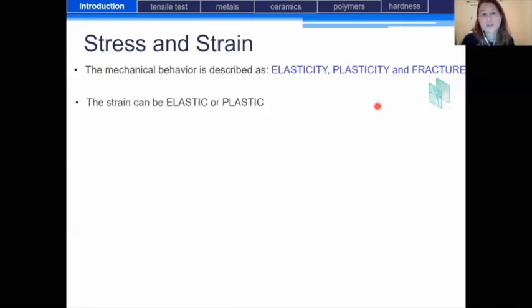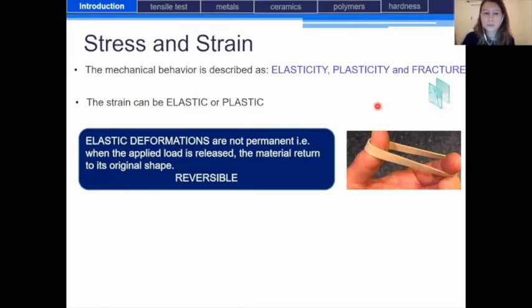So the deformation can be elastic or plastic. So let's define these two deformations. So the elastic deformation is not permanent. So I apply a load on my material, and when I release this applied load, the material returns to its original shape. So it is, for example, the case of elastomers. So in that case, we say that elastic deformations are reversible.